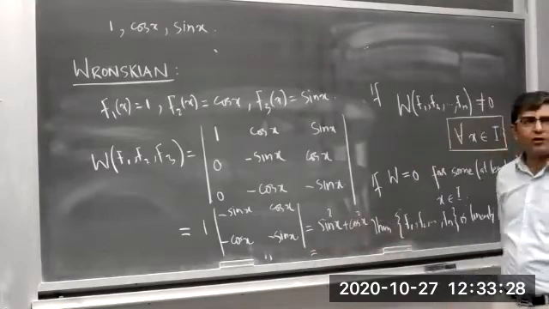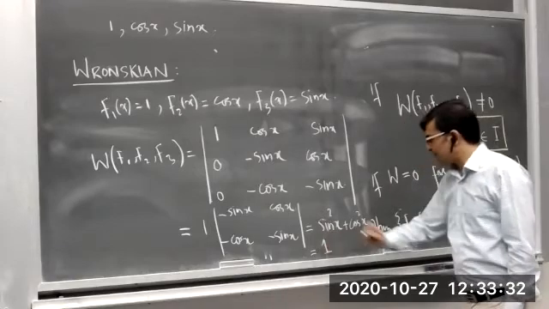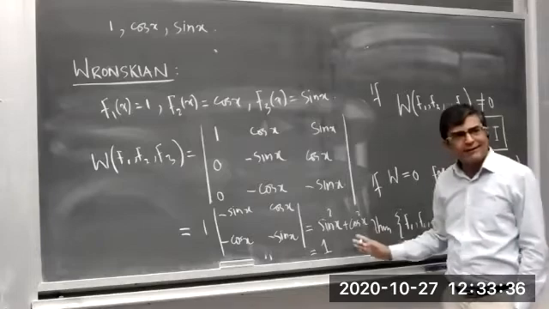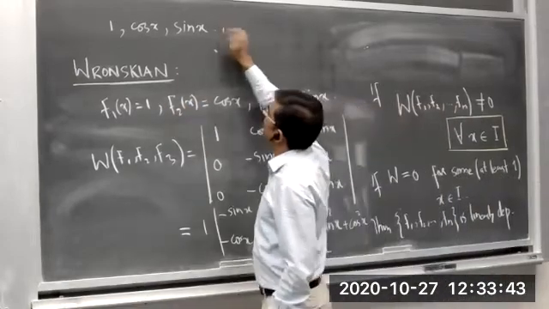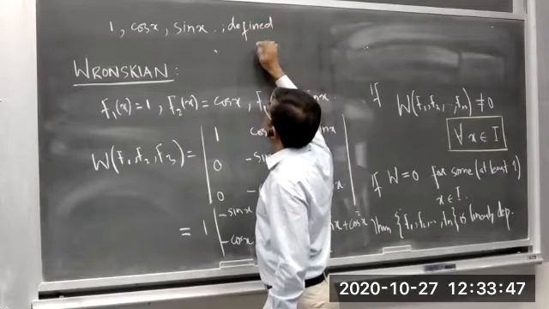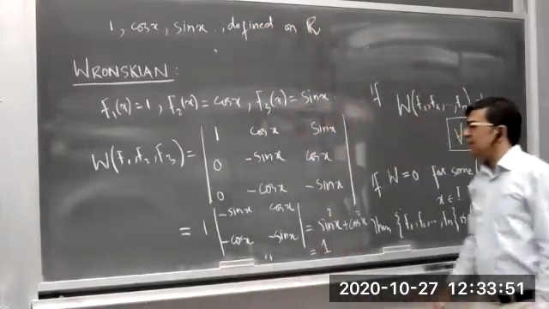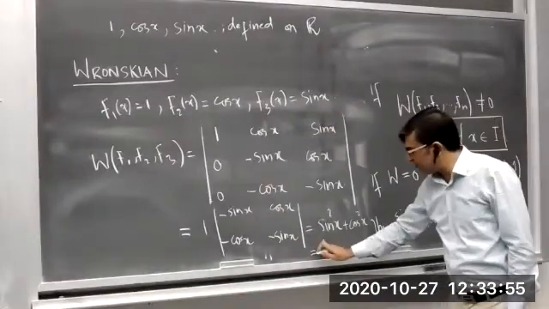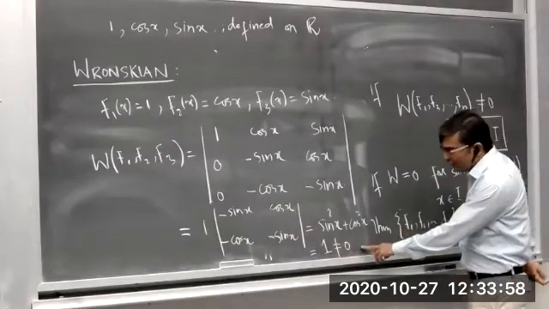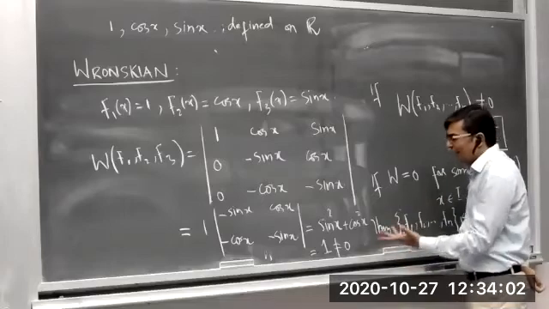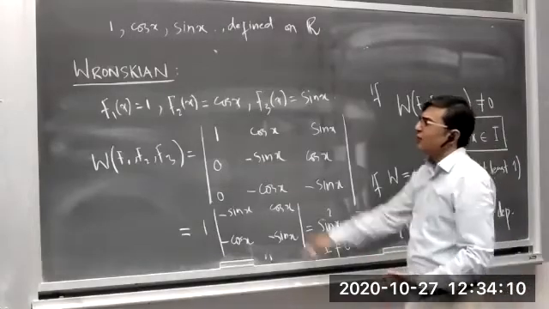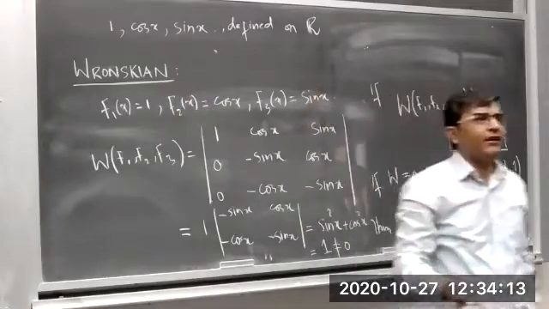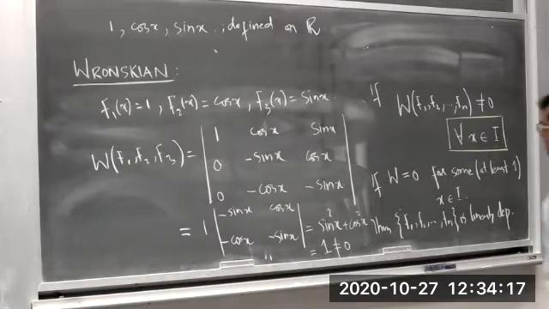Now, sine square x plus cos square x is what? It is 1. Whatever the value of x we put here, it is 1. All these three functions are defined on R, the set of real numbers. So you can see that the Wronskian is not equal to 0, whatever the value of x we choose. Or you can say for all values of x, the Wronskian is not 0. If the Wronskian is not 0 for all values of x, then what do we say? We say that these three functions are linearly independent functions. I hope you get it. If you have any question, you can ask me.